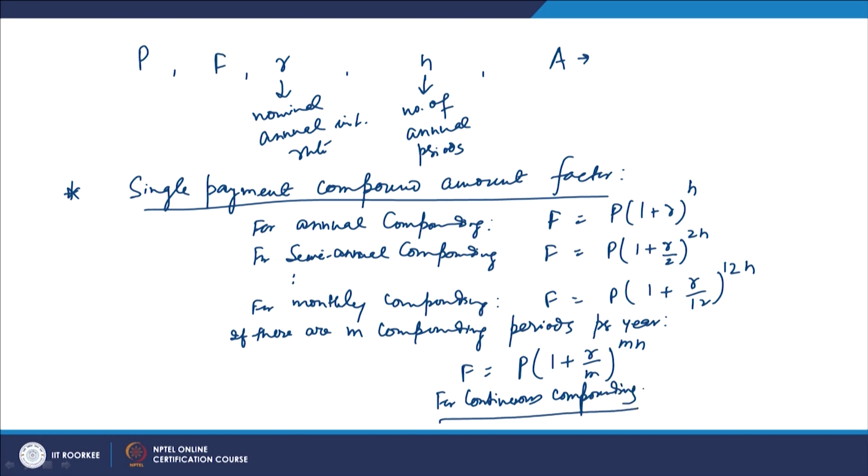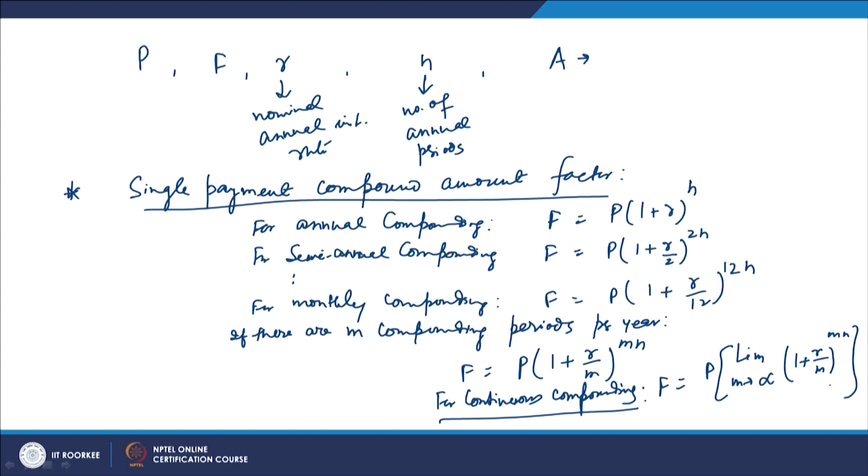Now, for continuous compounding, the same thing, you will have F equal to P, and then limit m tending towards infinity of (1 plus r by m) raised to the power mn. So, that is what your expression for the single payment compound amount factor will look like.